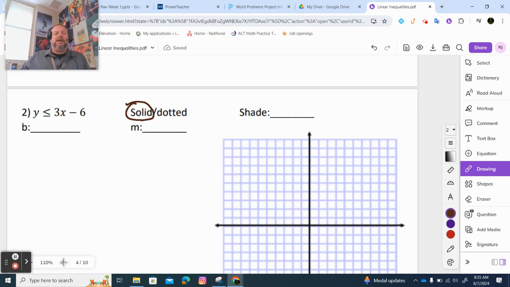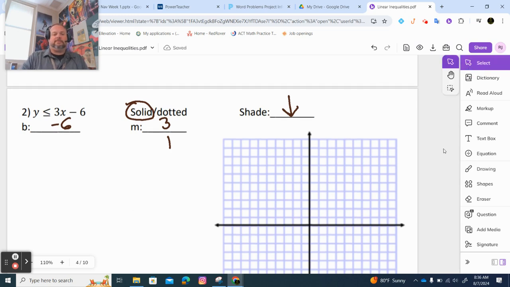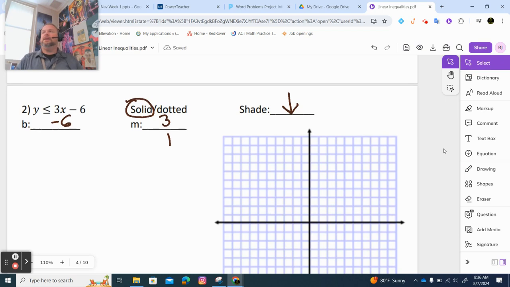Okay. Which way am I going to shade, up or down? Down, because Y is not being eaten. What is my B? Negative 6. And my M, 3. Okay. So, what I've just written right here in brown, you have two questions like that on your test.